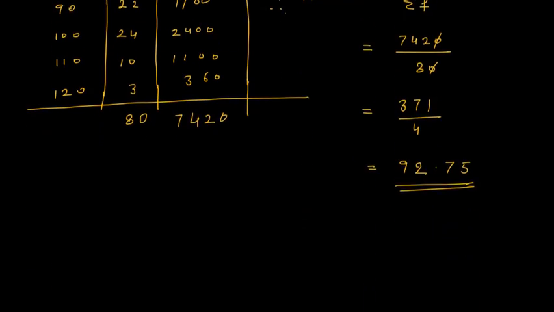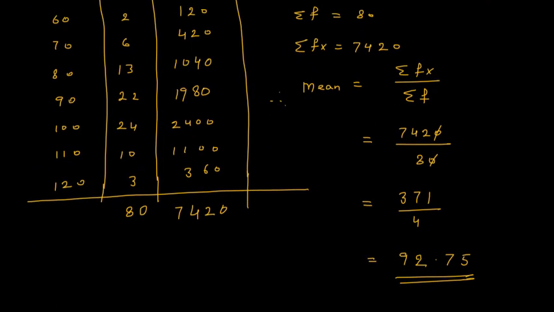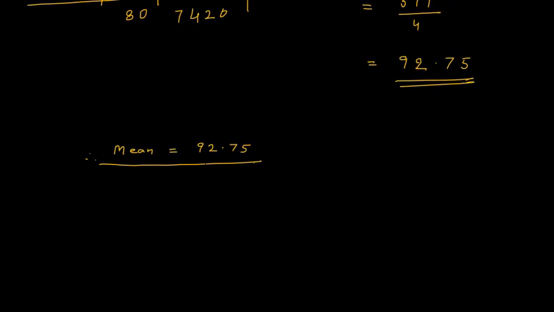Calculate the mean of the following distribution. So this is the answer. Therefore you can write mean is equal to 92.75. Now symbolically, if these are the values of x, then the value of mean is also written as x bar. So x bar, if you see this symbol, this also means that we are talking about mean only. Okay, if you see x bar, we are talking about mean, right?